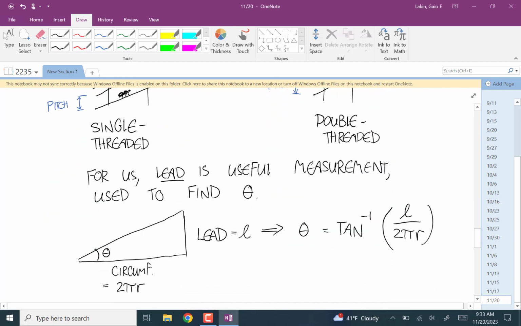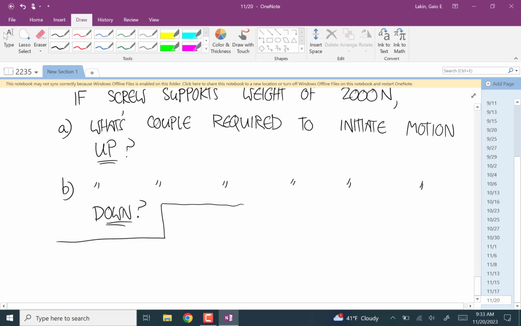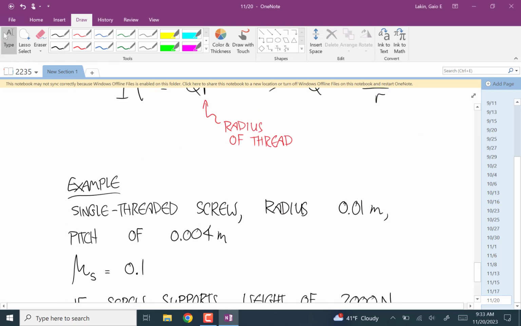Okay. So why did I say this thing about this being a single-threaded screw? It's because I gave you the pitch here, and it'd be nice if everything just gave you the lead, but I'm just trying to emphasize the relationship between these two things. If you have a single-threaded screw, the pitch and the lead are the same. If you have a double-threaded screw, the lead is 2 times the pitch.